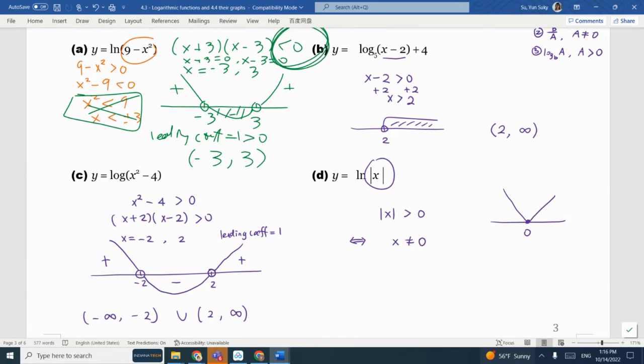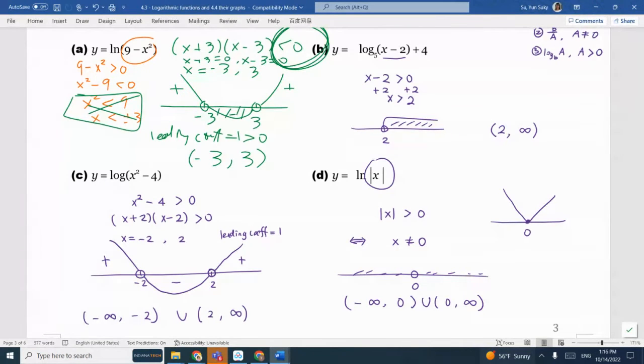Absolute value of x is greater or equal to 0, and we want it to be greater than 0, which means it cannot be 0. This is only equal to 0 when x is 0. So that's why we want to take out the point 0. So x cannot be 0. If you want to draw a picture, you can say 0 right here, and we take it out. Therefore, the domain is minus infinity to 0, union 0 to infinity. This is how we can write down the domain.